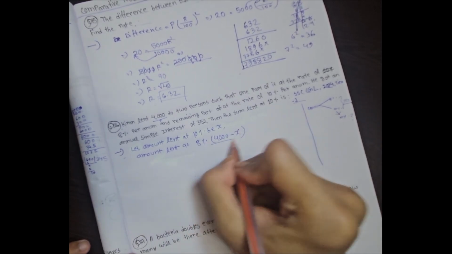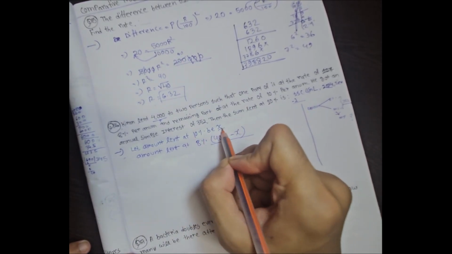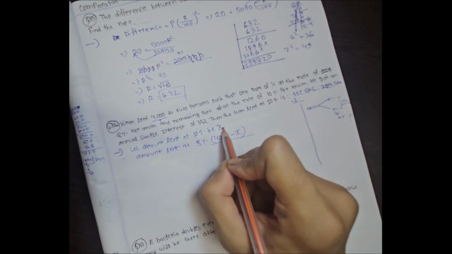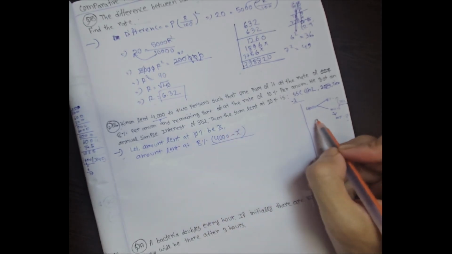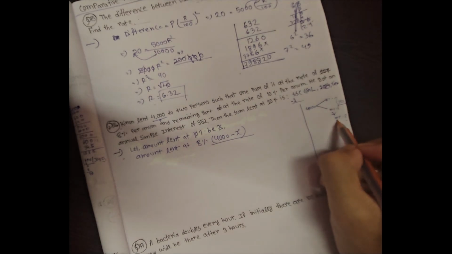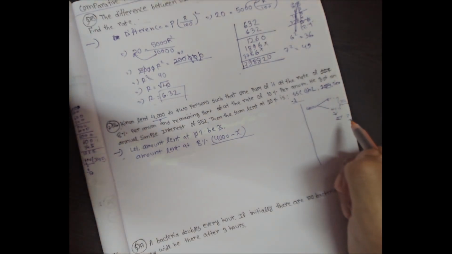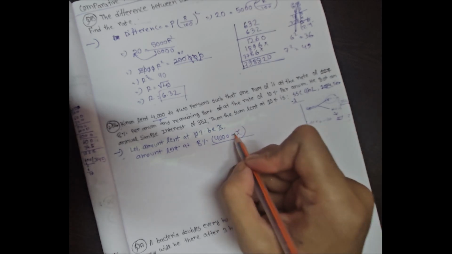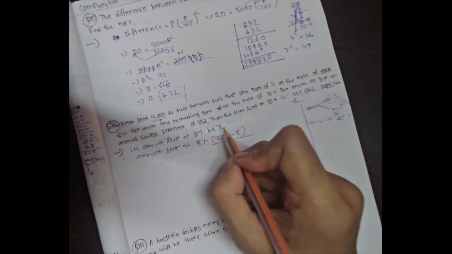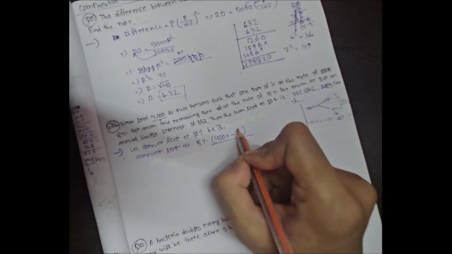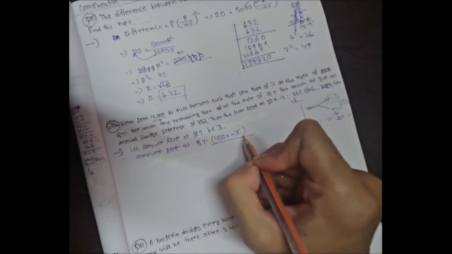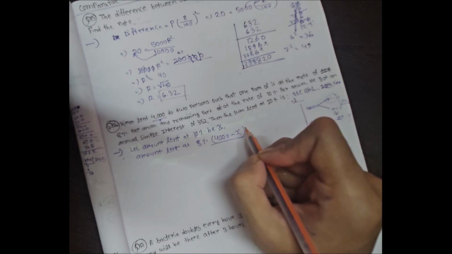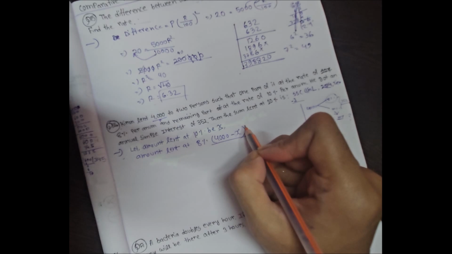Now why would it be 4,000 minus X and not just X? The reason being, after you lend the money, let's say that out of it 2,000 is lent at 10% per annum. The remaining amount lent at 8% per annum would be 4,000 minus 2,000, right? Because the 2,000 is already lent at 10% per annum. So we will subtract the value of X, the money lent at 10%.